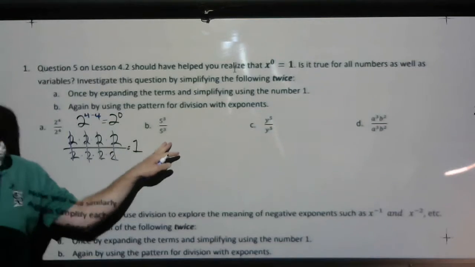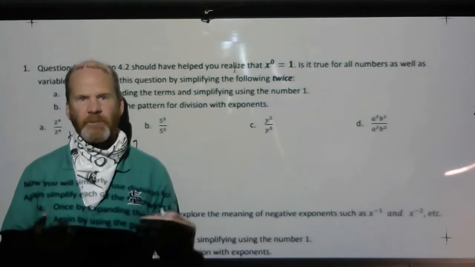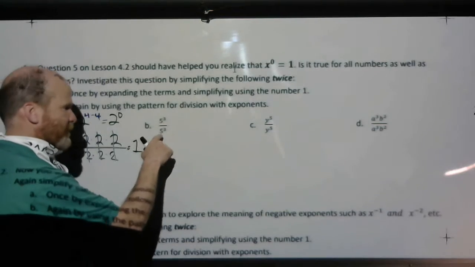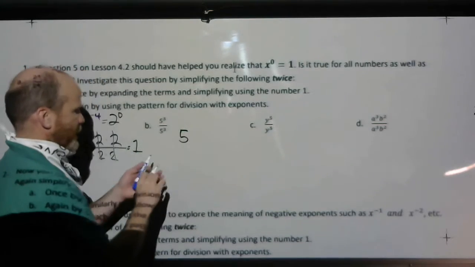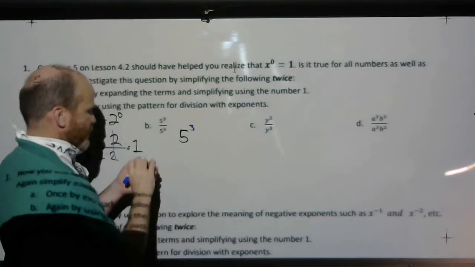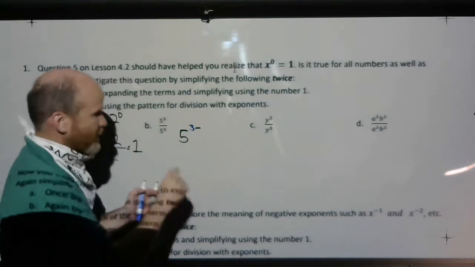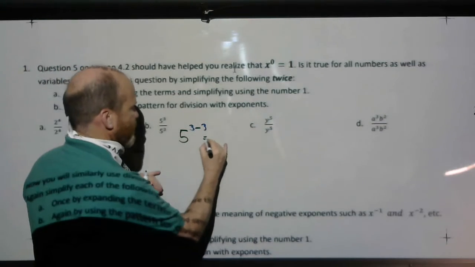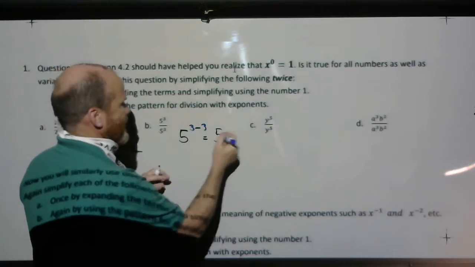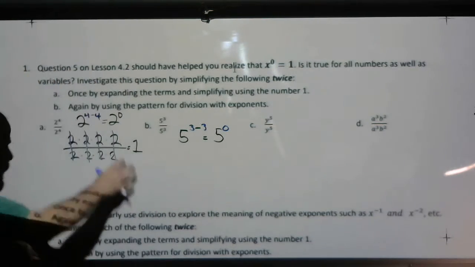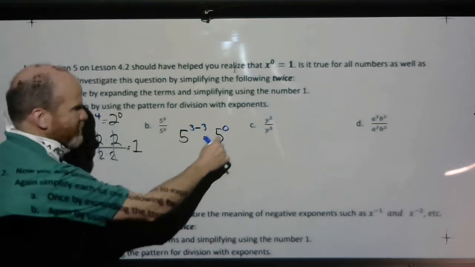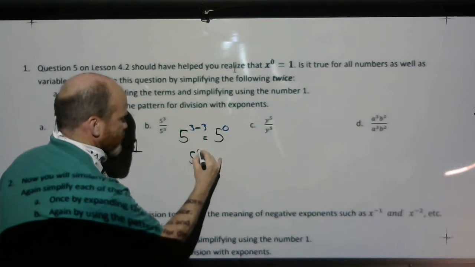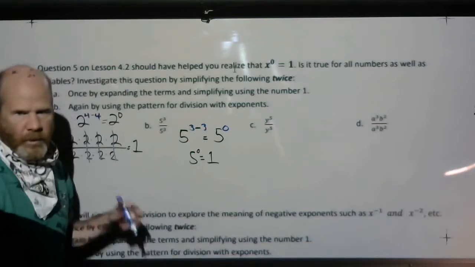Okay, now we're going to do it using our rule, the quotient rule. We're subtracting our exponents because we're dividing. So in this case right here, I have 5 to the 3rd divided by 5 to the 3rd. So I'm going to do 5 to the 3rd, and we're going to subtract the exponent from the denominator, and that's going to give me 5 to the 0 power. Now, instead of drawing it all out, anything to the 0 power is going to be equal to 1. So 5 to the 0 is equal to 1.